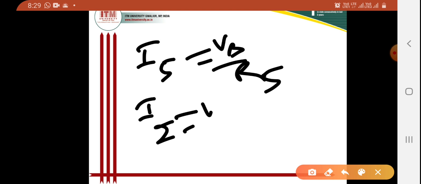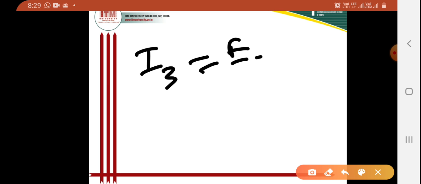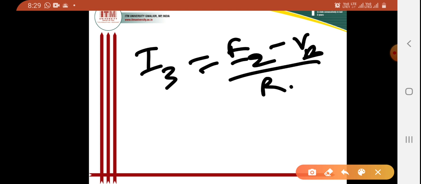I2 will be VA minus VB by R2. And similarly, what is our current I3? I3, see the network. What is our current I3? I3 is E2 minus VB by R3.